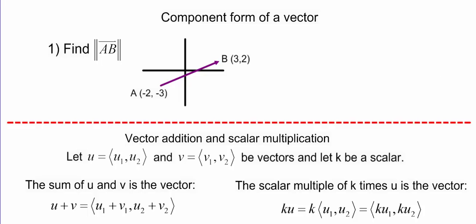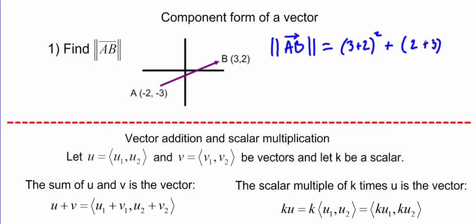First, this says to find, and some of you may be looking at this and saying, what is that? But that means the magnitude of vector AB. So if I want to find the magnitude of vector AB, we would do this. We would just simply say it's the difference in our X values for the ordered pair. So we're going to have 3 plus 2 quantity squared. That's minus a negative. And then we'd have 2 plus 3. And again, that's coming from 2 minus negative 3 quantity squared. We're taking the square root of the whole thing.